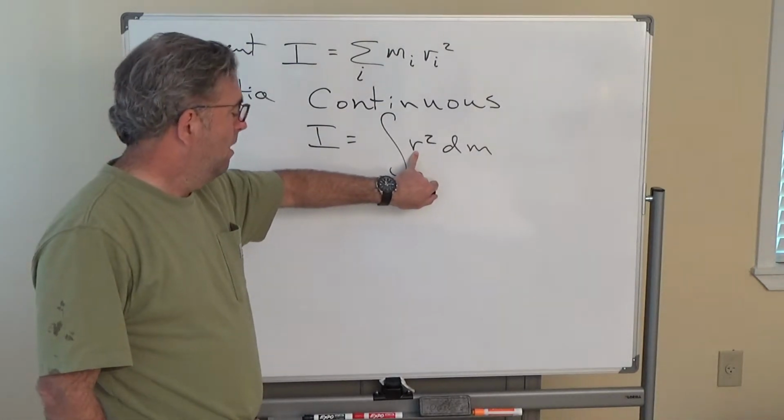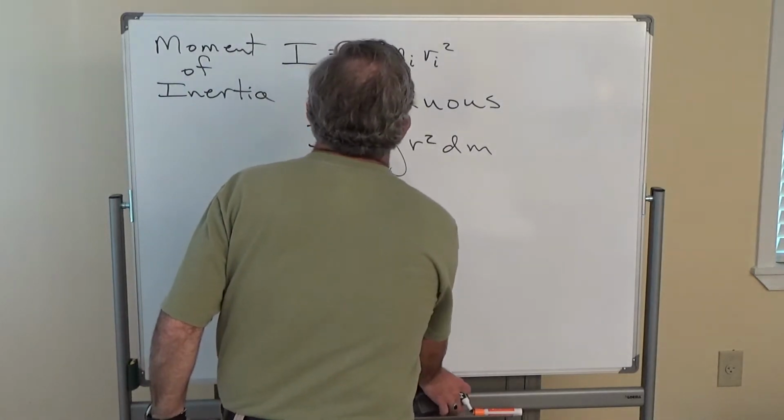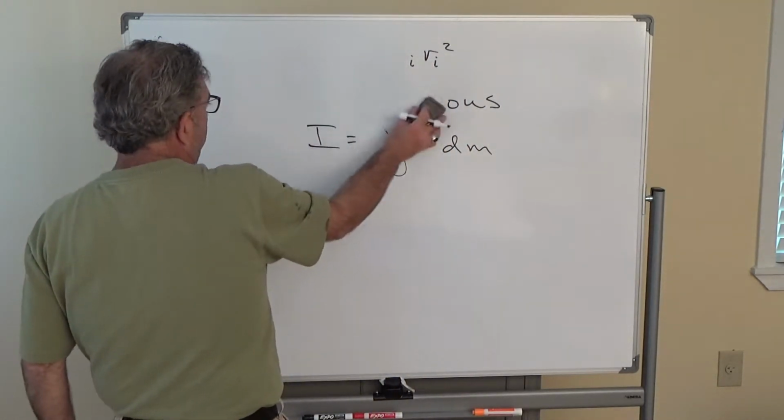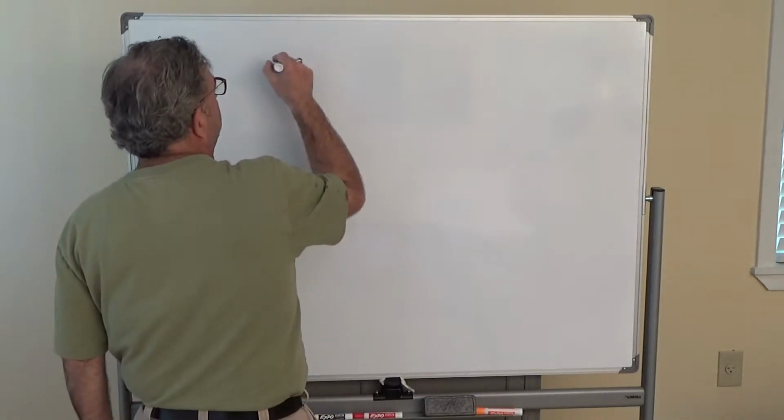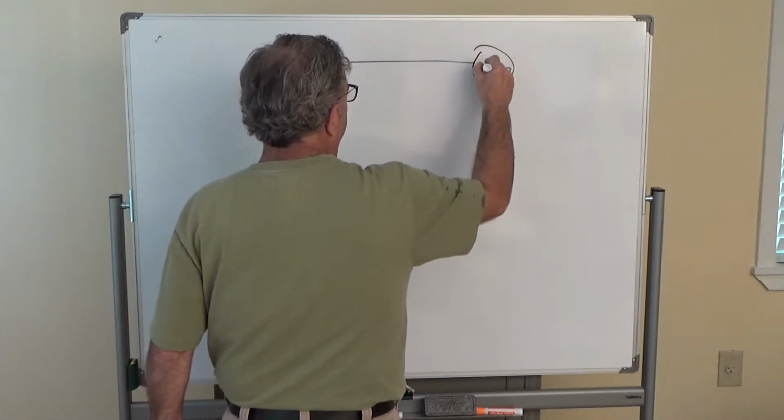Okay? So let's look at just a very simple case of a point mass, or 2 point masses. Let's say you have a shape like a dumbbell.